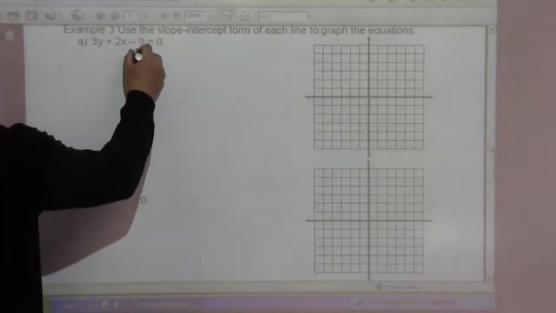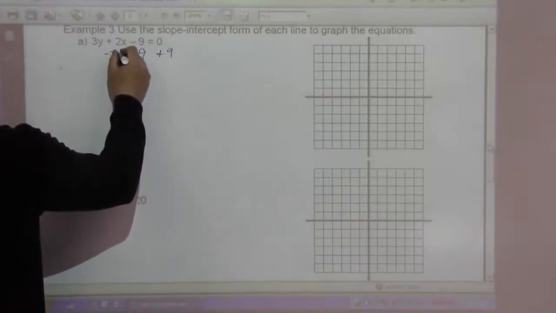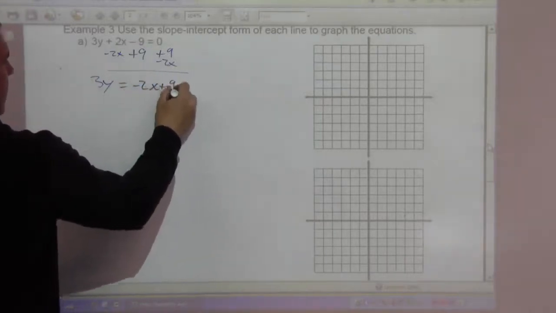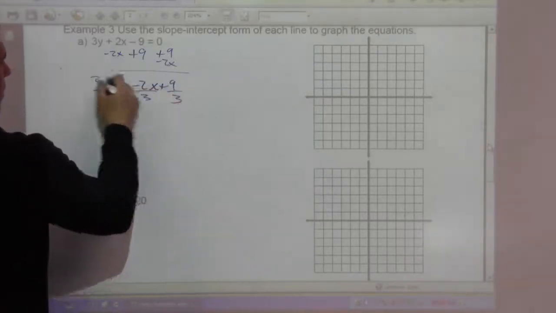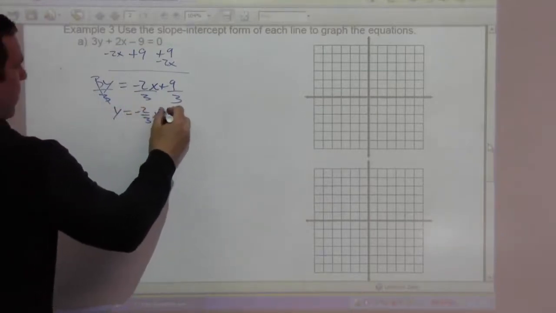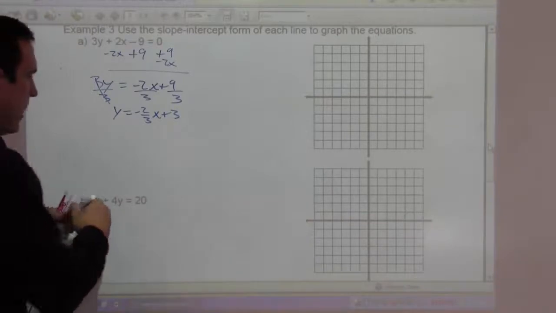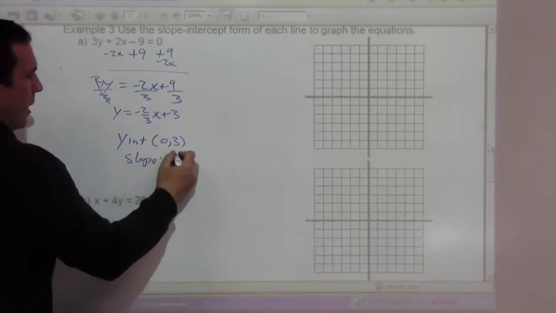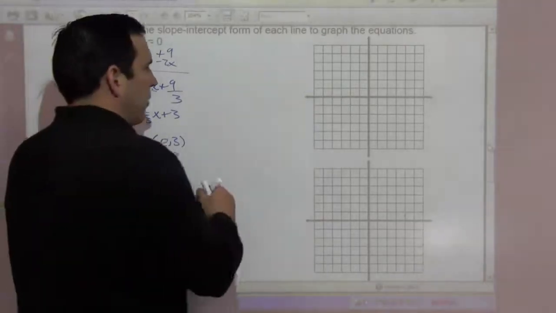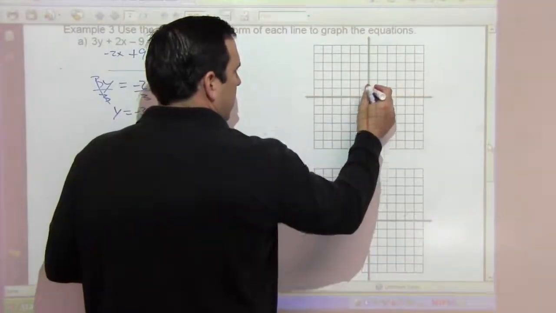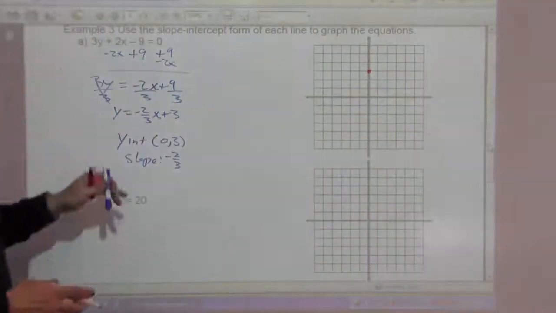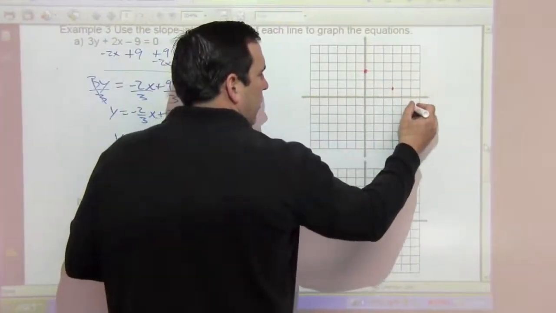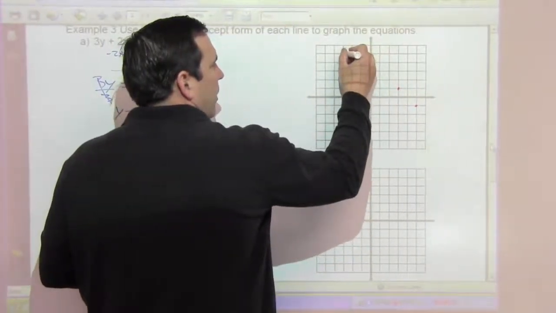So solve for y. I'll add 9 to both sides and subtract 2x. We have 3y equals negative 2x plus 9. Dividing by 3, y equals negative 2/3 x plus 3. So our y-intercept is going to be (0, 3), and the slope is going to be negative 2/3. So (0, 3). Slope is negative 2/3. It means we're going to go down 2, to the right 3, down 2, to the right 3, or up 2 to the left 3.